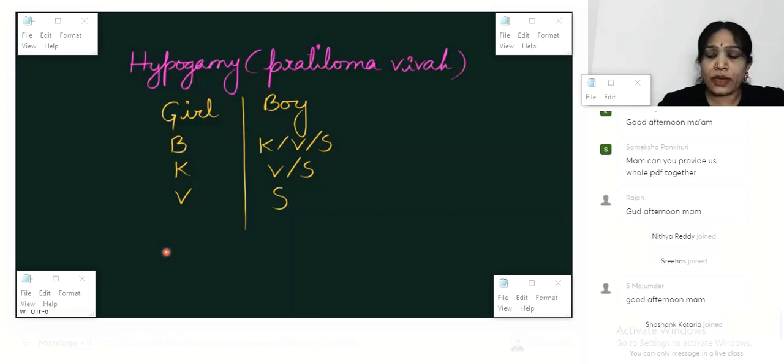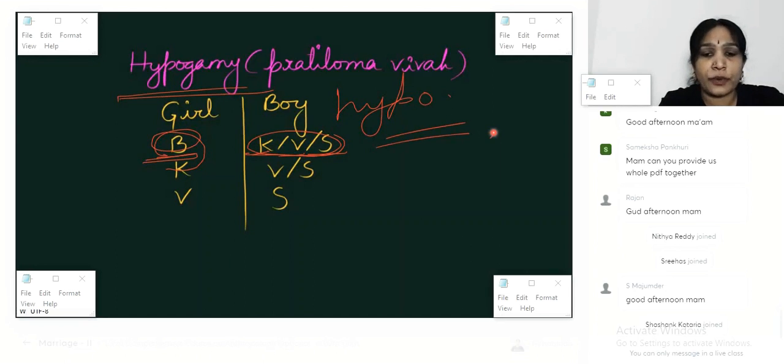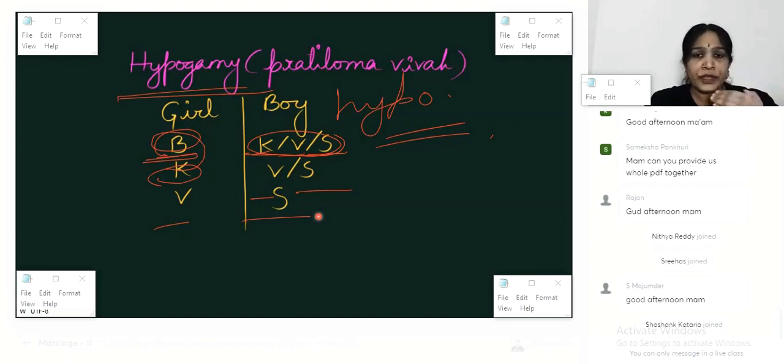Now hypogamy. Hypogamy means if a girl is Brahmin and she marries a Kshatriya or Vaishya or a Sudra boy, the girl is superior and the boy is inferior, so we call it hypogamy. The boy's position is hypo. A Brahmin boy can of course marry a Brahmin girl, but we don't call it hypergamy or hypogamy. Now look here. If a Kshatriya girl marries a Vaishya or a Sudra boy, or a Vaishya girl marries a Sudra boy, in all these cases the boy is hypo, therefore it is called hypogamy. So simple: if the boy is superior, hypergamy; if the boy is inferior, hypogamy.